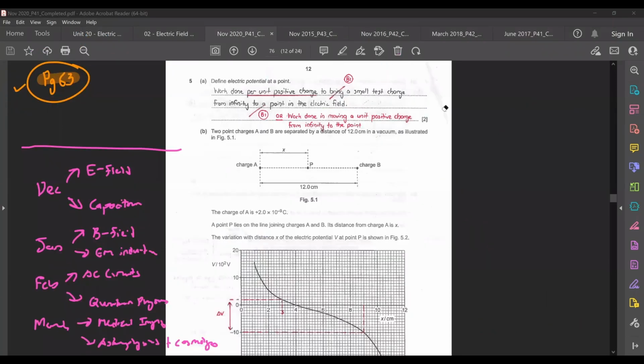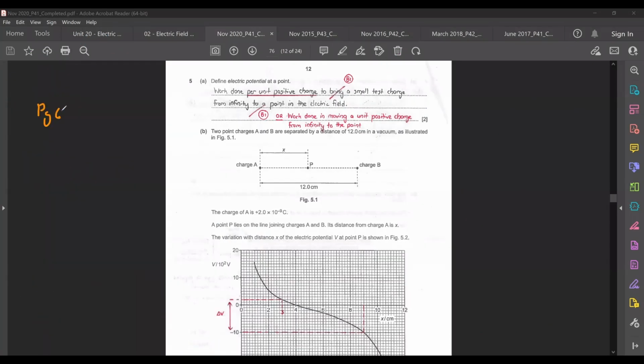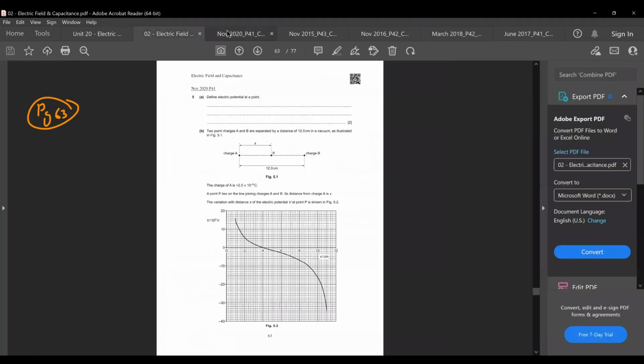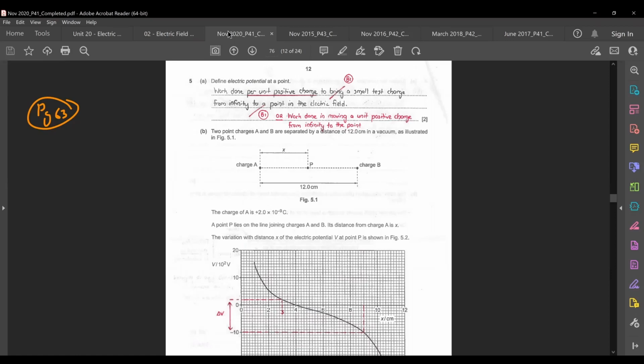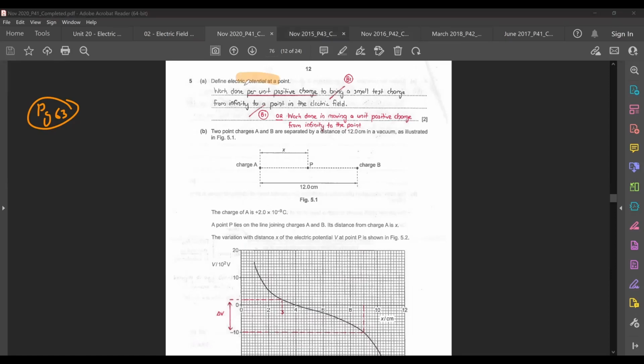Okay, let's just have a look at page 63 of your worksheet. All right, so we'll go through an easy example question first. So define electric potential at a point. This one we already went through last week. It's work done per unit positive charge to bring a small test charge from infinity to a point inside the electric field. So just reproduce back the definition from the notes and you will be fine.